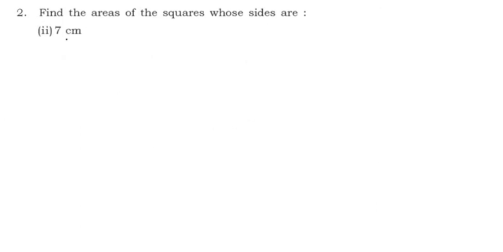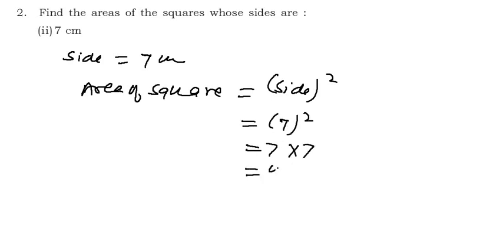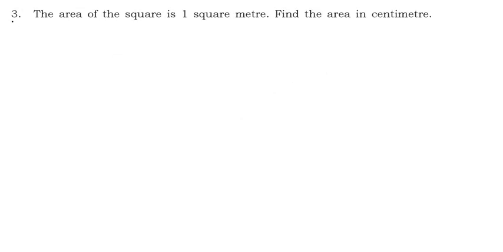Now come to the second part of this question. Side is further given, side is 7 centimeter. So area of square is side square. Side is given as 7, so 7 square. So you can say 7 into 7, that is 49 square centimeter, and that will be your answer. Now come to the third question.